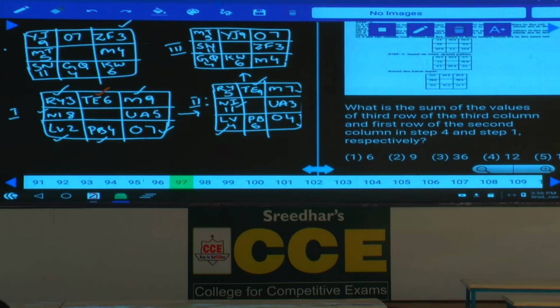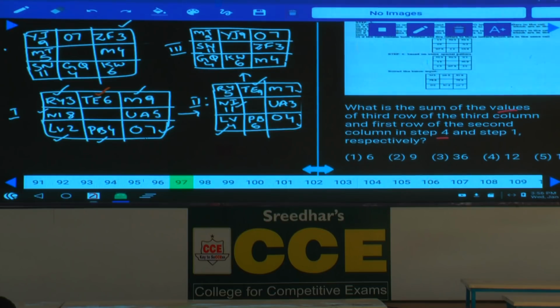Then what is the sum of the values of third row, third column in step 4? Sum of the values. What did they take here? He said sum of the values, so we should take it as a number. But as in question number 96, that is also not given. Just the product was given.